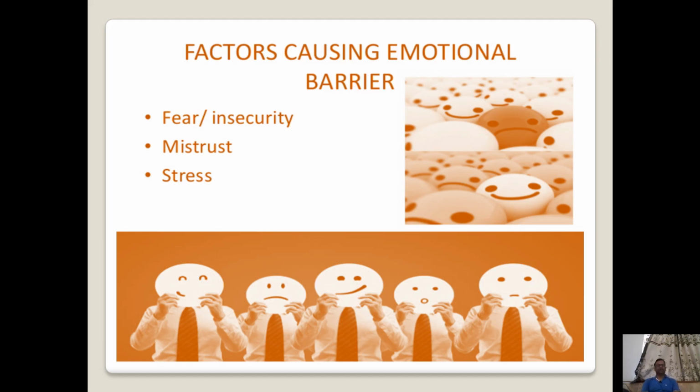That also we would like to see in this particular slide. Factors causing emotional barriers. First one is fear or insecurity. If you have fear, if you feel insecurity, then communication will not occur. Mistrust, if you don't have trust, and stress that I told you about. Stress also plays a major role in not having effective communication, or it does not even allow effective communication.